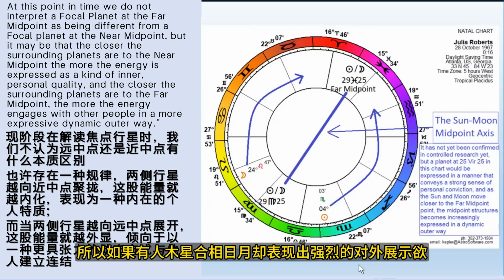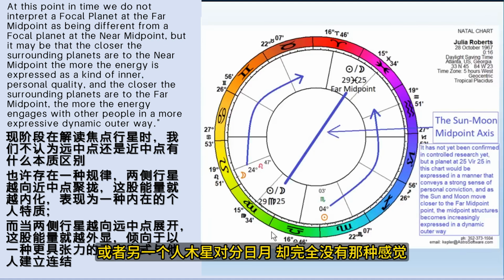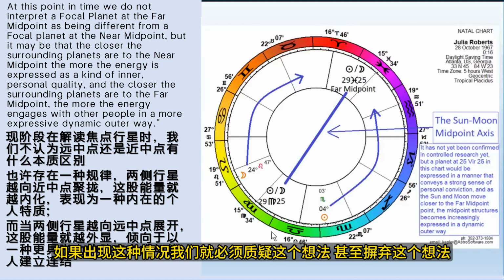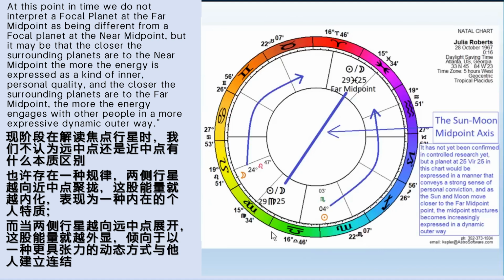So if somebody has Jupiter conjunct Sun Moon and they are presenting it to the world and wanting feedback and it's really largely engaged, and somebody else has it in an opposition and it does not feel like that, then we have to question the idea and maybe throw it out. So we just need to see how consistent it is, at least in a wide range of personal experience, and then eventually go through the database and confirm it. That's our sense of it at this point.